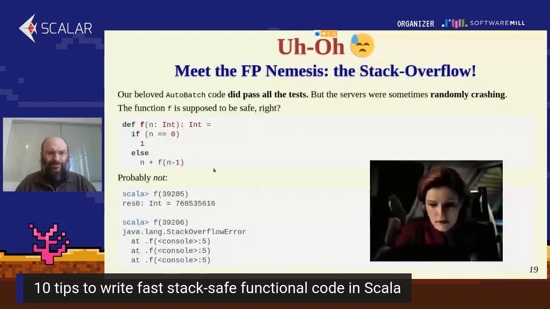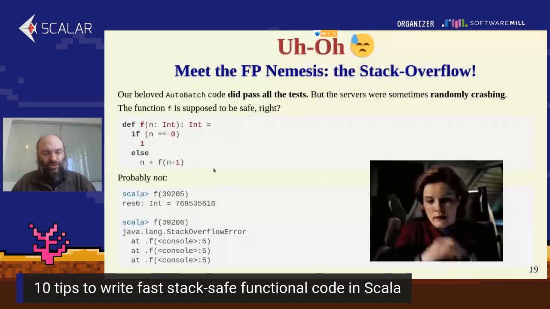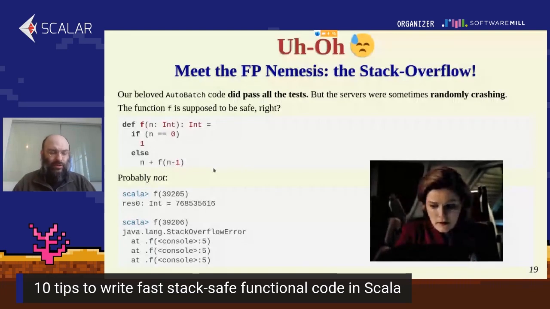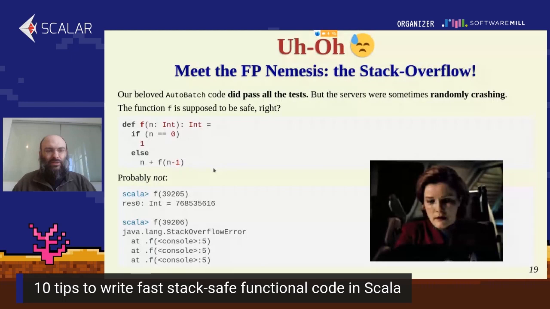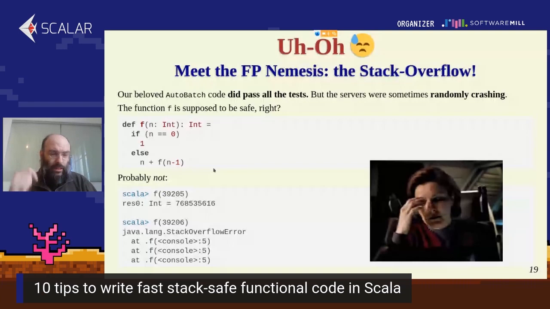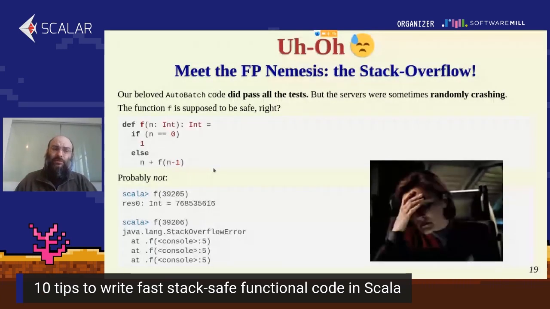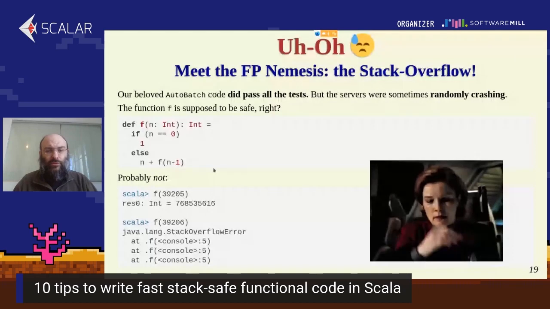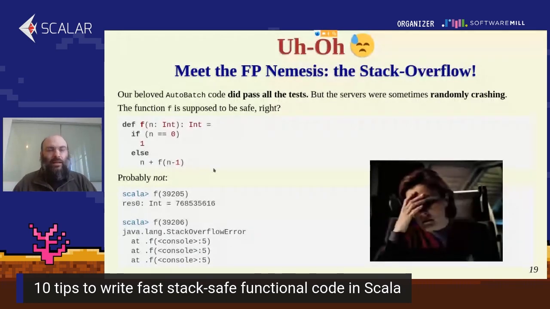We love functional programming, and we are not in OCaml or in Haskell. OCaml has something called tail-call optimization, and Haskell has the same thing. But not Scala, and it's not the fault of Scala, actually. It's the fault of the JVM that just says, okay, we don't mind.